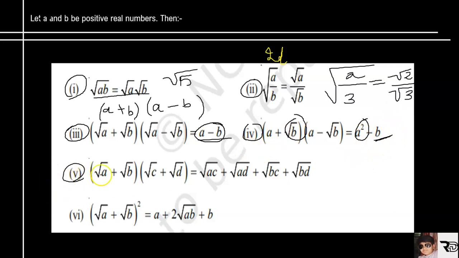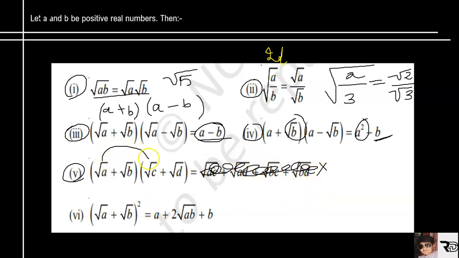Fifth identity is root A plus root B whole into root C plus root D gives root AC plus root AD plus root BC plus root BD. You're not supposed to learn this identity because we can solve it very easily. Let's just scribble over it and see how we can solve.